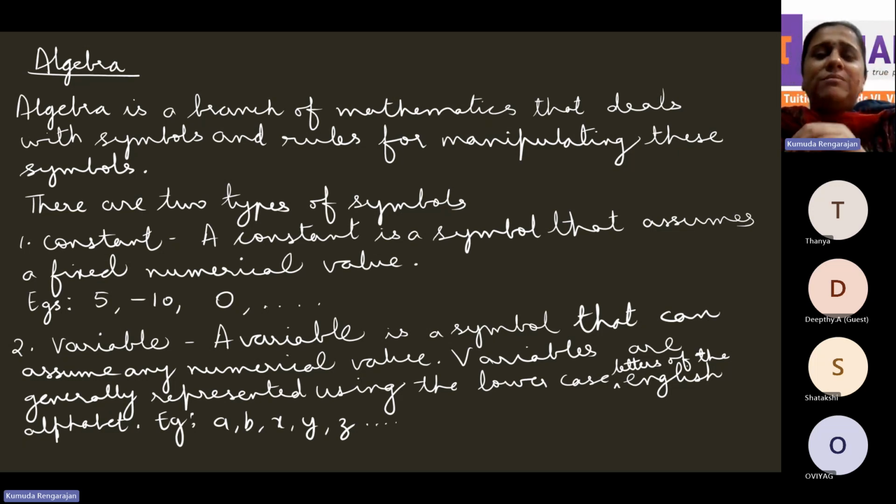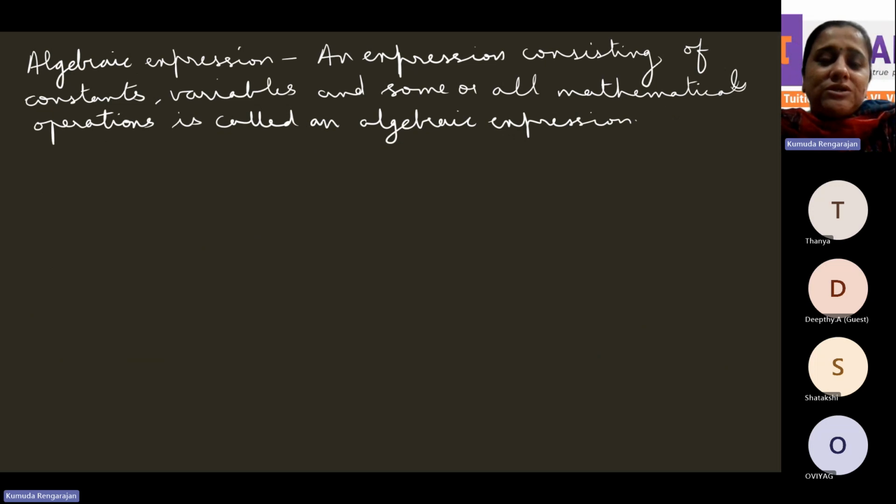Anything made up of variables, constants, and mathematical operations is an expression. It's a mathematical expression, and very specifically, it's called an algebraic expression because it's using variables. When we say algebra, we use variables. If you're using variables, then that part of mathematics is called algebra. So why do we say algebraic expression?